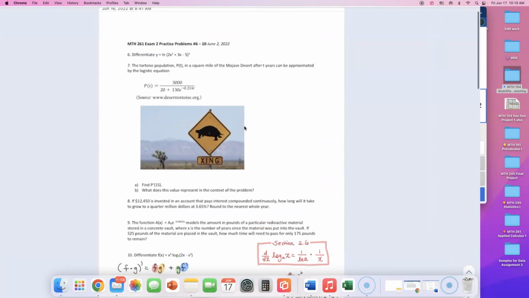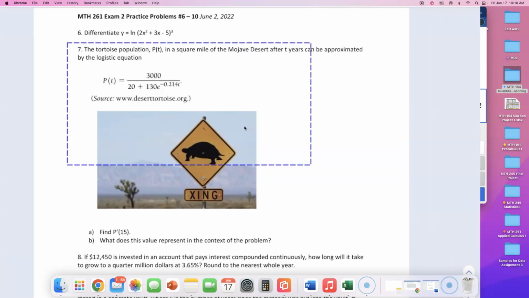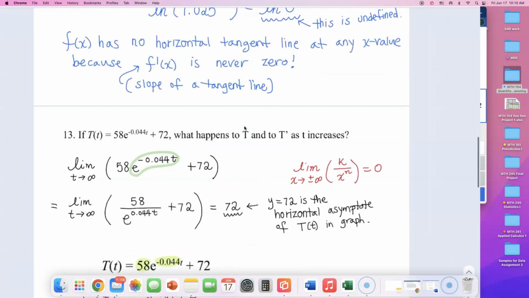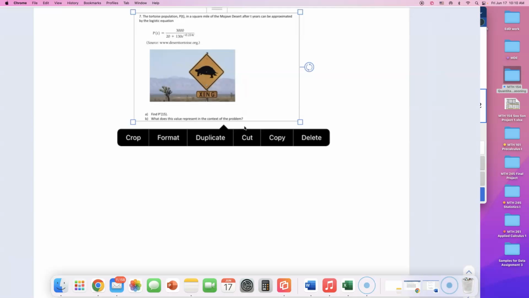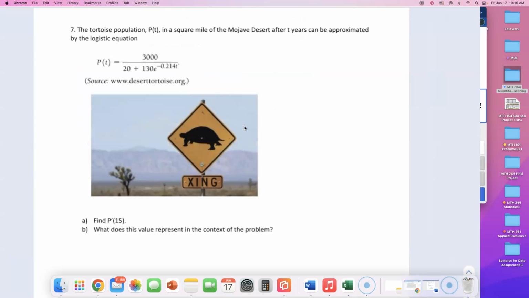Number 7 looks so big. Oh no, it's just because of the picture. So I'm going to copy this down on another page. Alrighty, let's do this. The tortoise, isn't that a turtle? But what's the difference? I guess these are the big guys, but I have a hard time saying the word tortoise, so I'll just say turtle, okay?